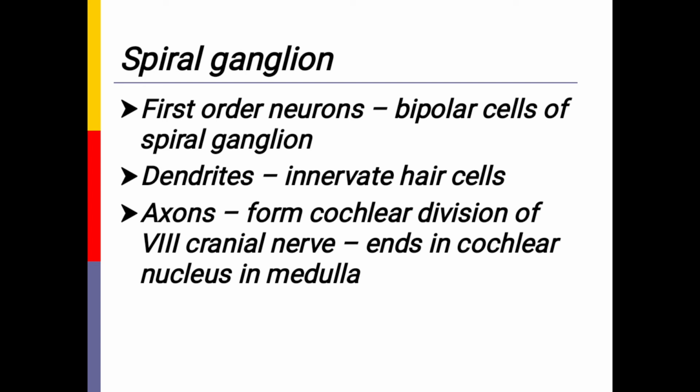The axons of the afferent neurons constitute the auditory, otherwise called the cochlear division of the 8th cranial nerve, and this projects on to the brainstem. So the first order neurons start from the hair cells. The cochlear nerves are bipolar neurons, and they have their cell bodies present in the spiral ganglion located in the modiolus. These nerves project on to the ipsilateral cochlear nuclei present in the medulla.